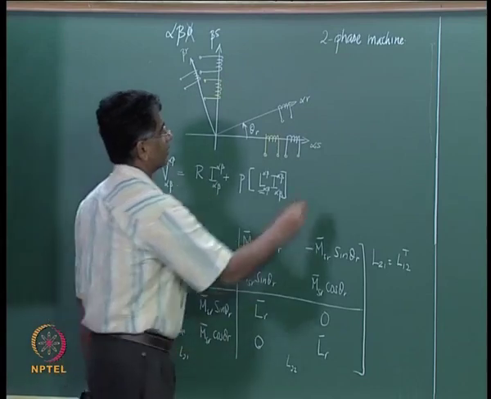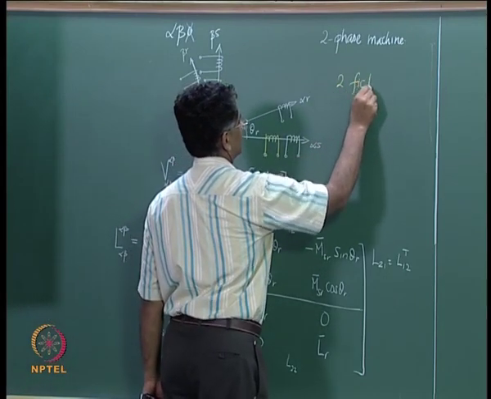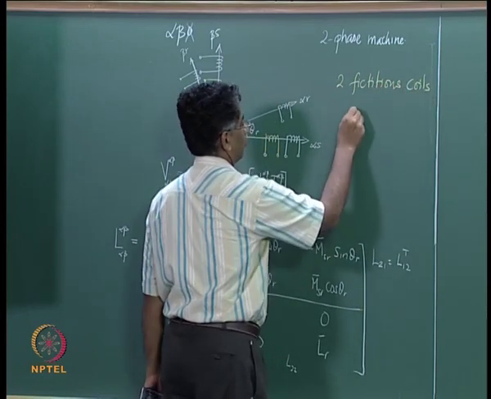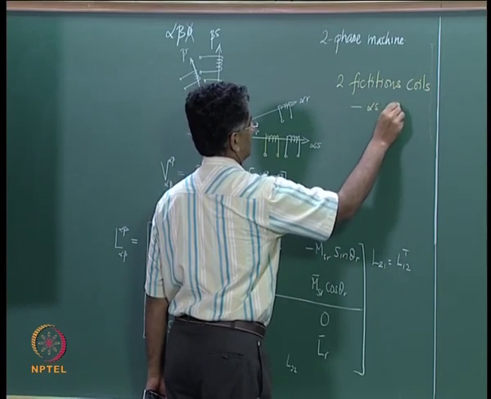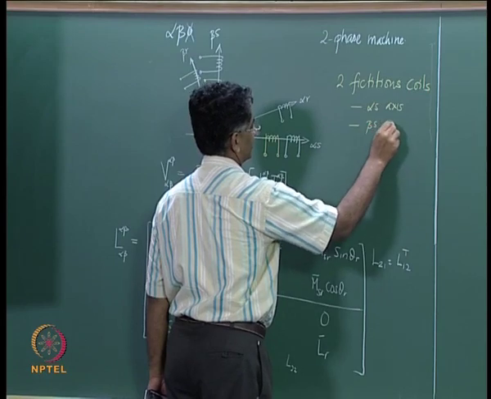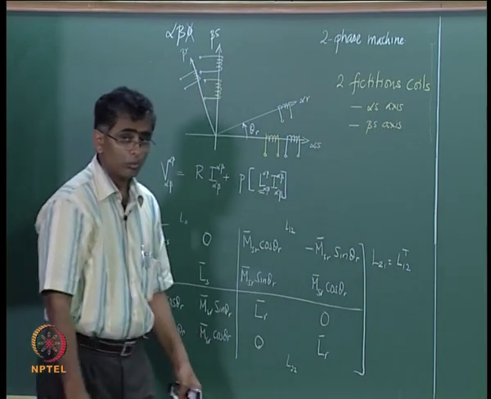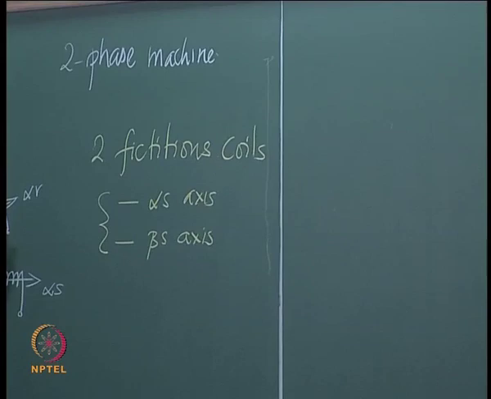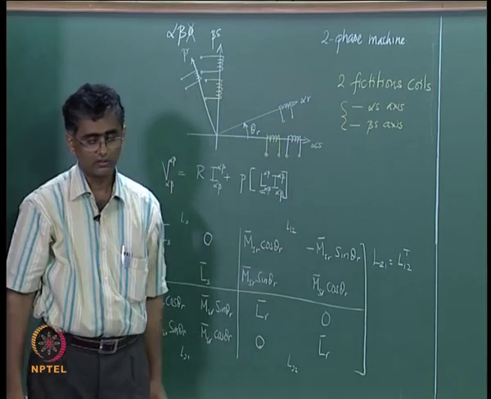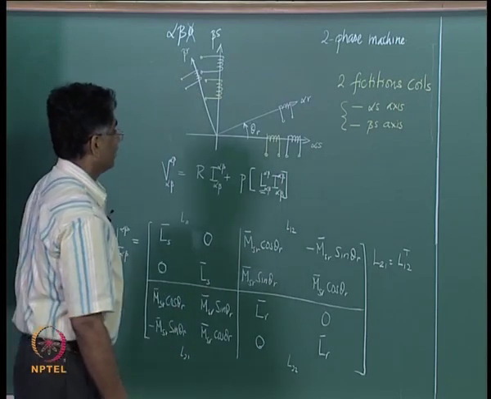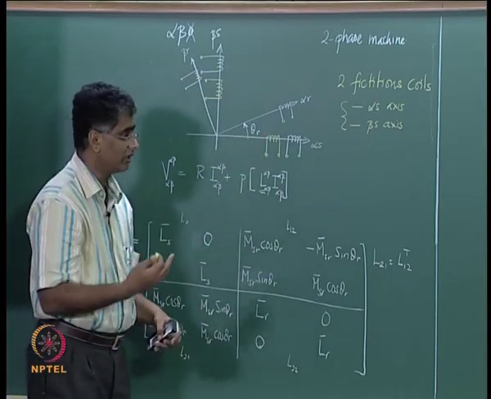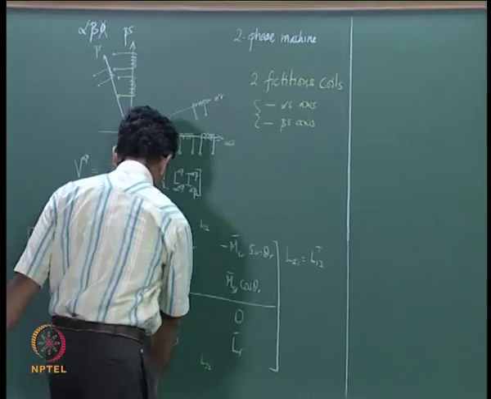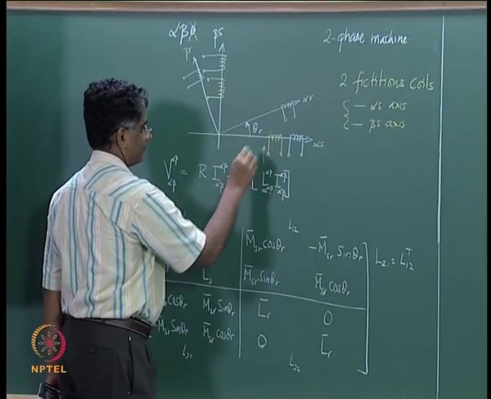So if we consider 2 fictitious coils, one along alpha s axis and another along the beta s axis, both representing together the MMF that would have been produced by the alpha r and beta r excitations, then these 2 MMFs being equal, one can define a relationship between the flow of currents here. We will call this current as I.